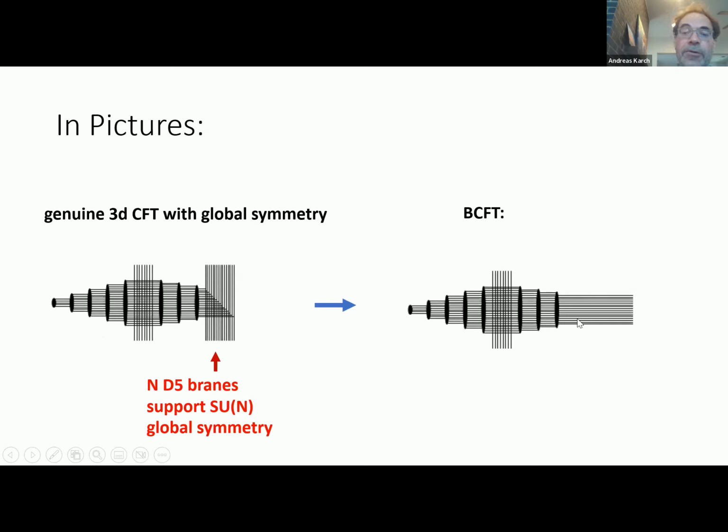And you can think of this process as gauging the 4D theory, coupling to 4D Yang-Mills via gauging. It's just taking these D5 branes and sending them off to infinity. So I can start with a 3D CFT with this global symmetry, and get the BCFT by coupling it to the dynamical 4D gauge fields.